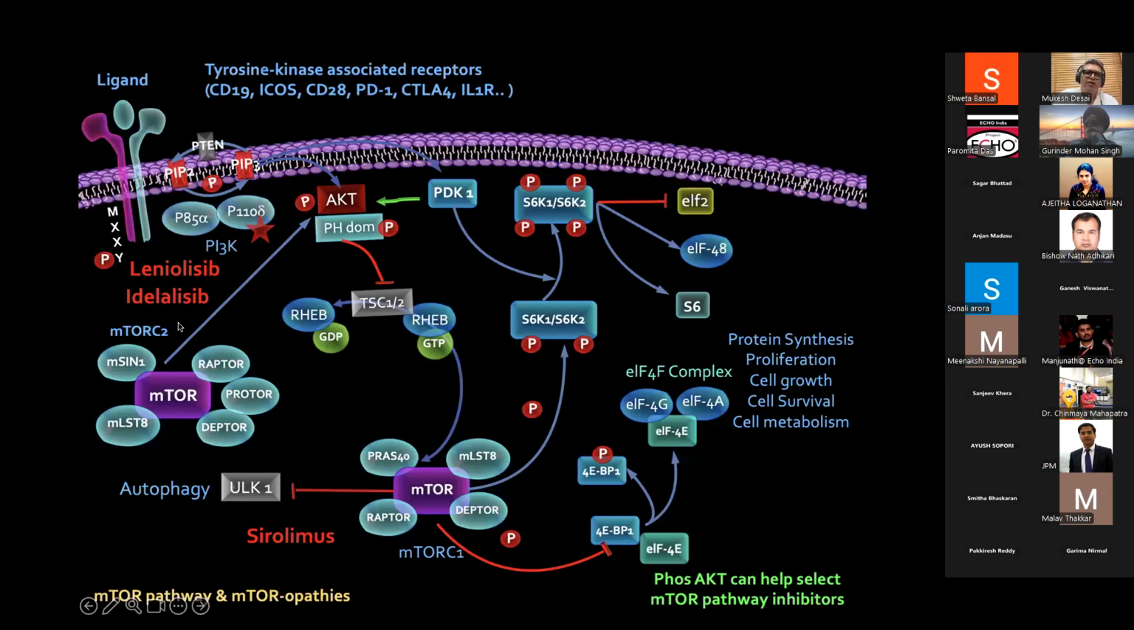There are two drugs in the pipeline, leniolisib, where the preliminary data has already been published, which shows that the patients do exceedingly well. Since we don't have access to leniolisib or idelalisib, we can use sirolimus for this patient, with some very dramatic improvement in the cytopenia.